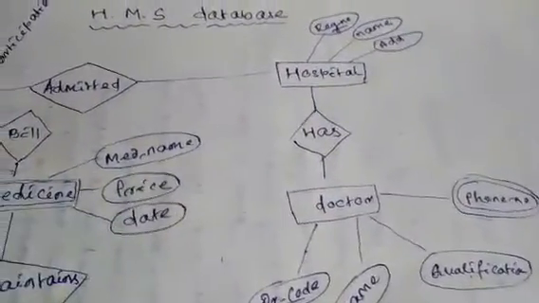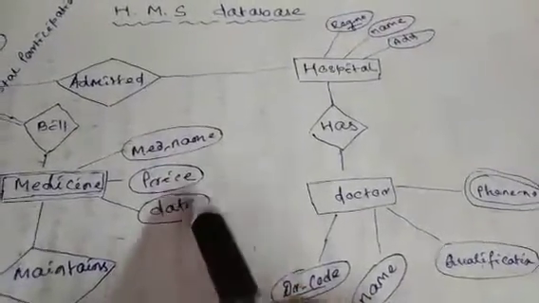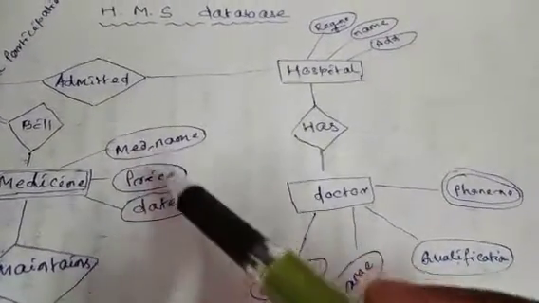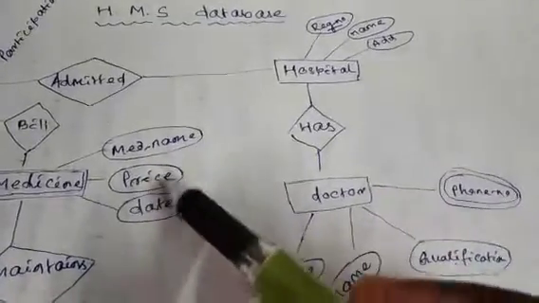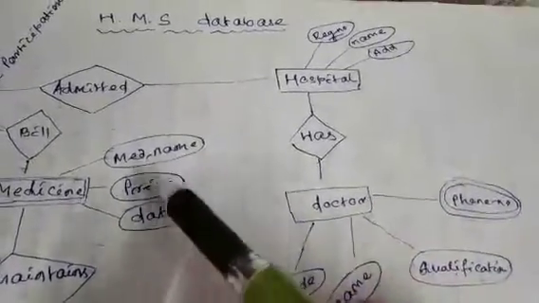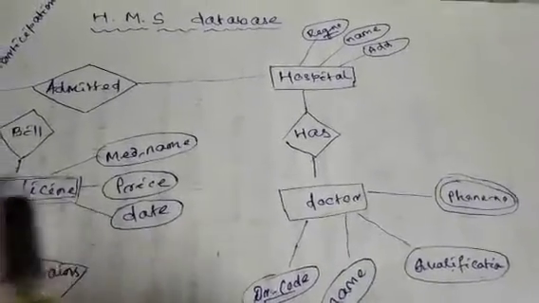So medicine is an entity. The attributes of medicine will be medicine name, price and date. You see here medicine name, price and date. None of these is considered a primary key, so it is a weak entity. It can be represented by this double line symbol.